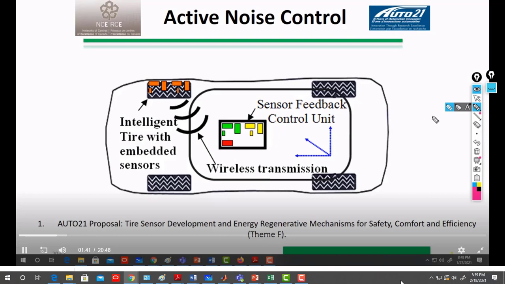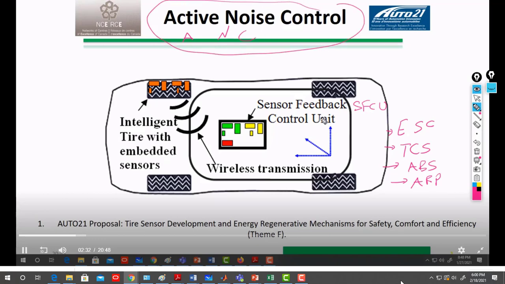And therefore, all the information we were talking about needs to be measured and processed by a sensor feedback control unit, as shown here, to maintain control of various safety features, like electronic stability control, like traction control system, like anti-lock brake system, like active rollover protection, and to improve active noise control, which is the topic of our talk today.